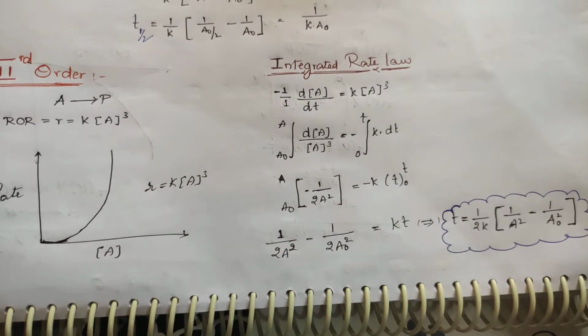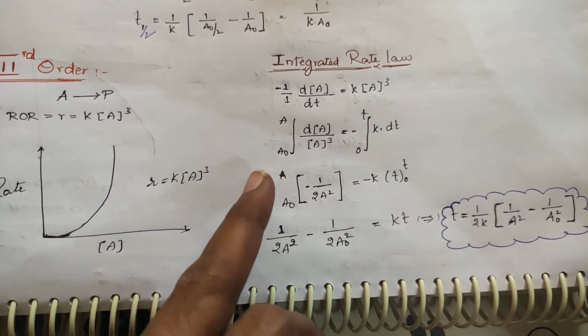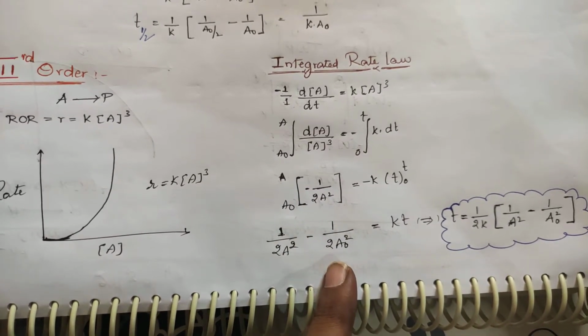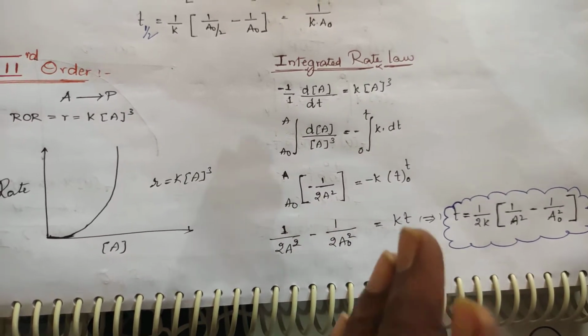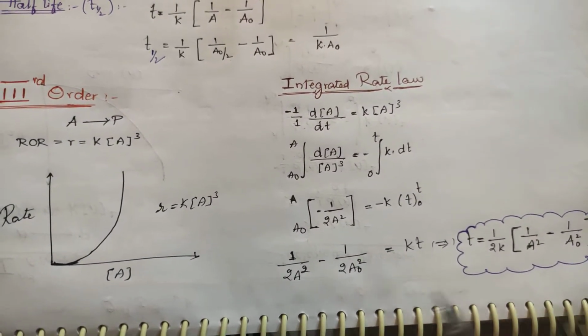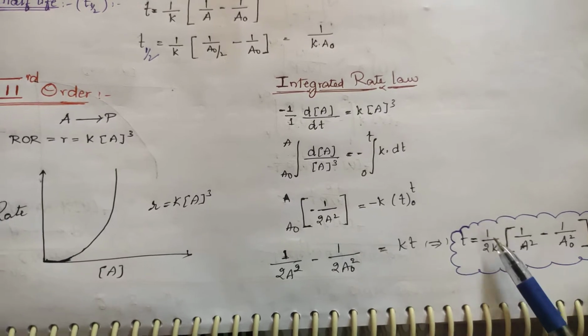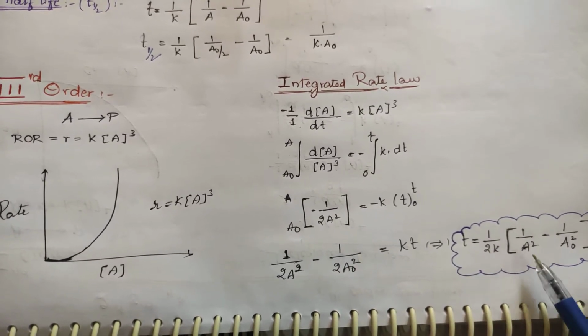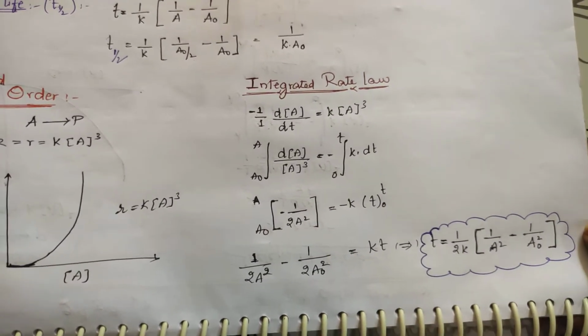See, minus will be cancelled. Minus 1 by 2 A square, upper limit, minus lower limit 1 minus 2 by A naught square is equal to K. If you bring 2 common outside, and send K this side, K T will be equal to 1 by 2K into 1 by A square minus 1 by A naught square.